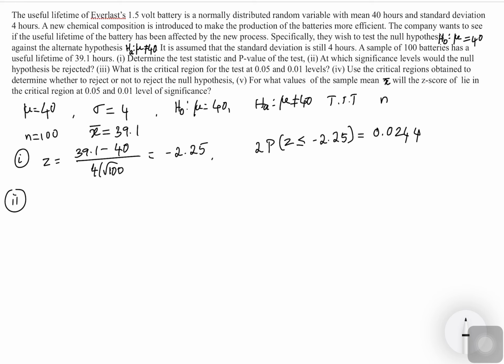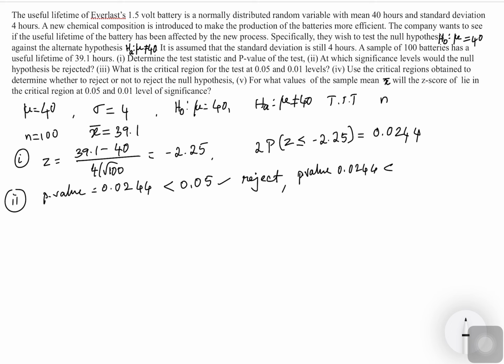So here we are going to use the p test. Your p-value is 0.0244, and we want to see whether this is less than 0.05. Of course, this is less than 0.05. So we are going to reject the hypothesis at the 0.05 level of significance.